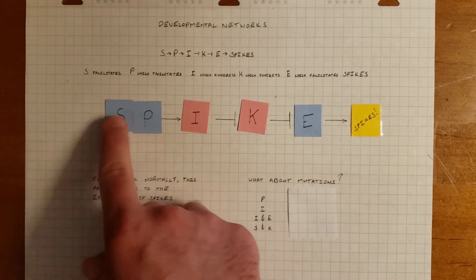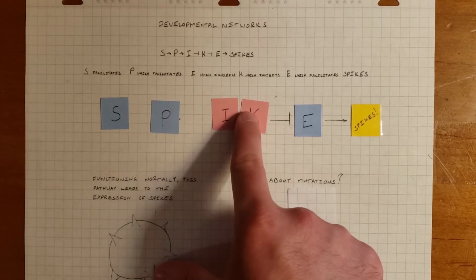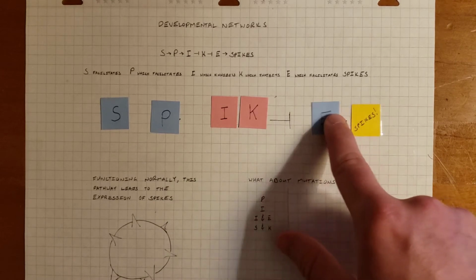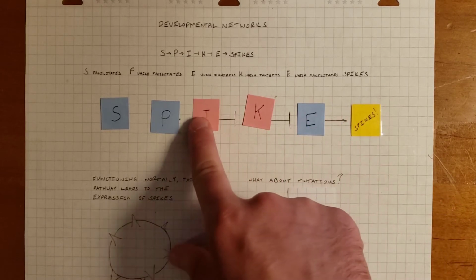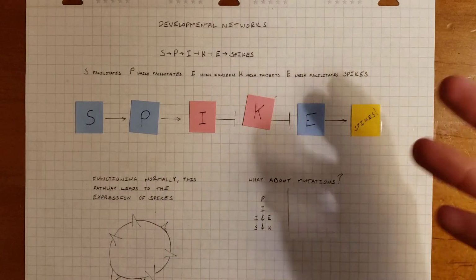S will facilitate P, which will then facilitate I, which would then go on to inhibit K, preventing it from inhibiting E, so E will then go on to facilitate spikes. That's the typical case with this pathway. That's a normal case. However, maybe we won't see spikes on an ectoderm.